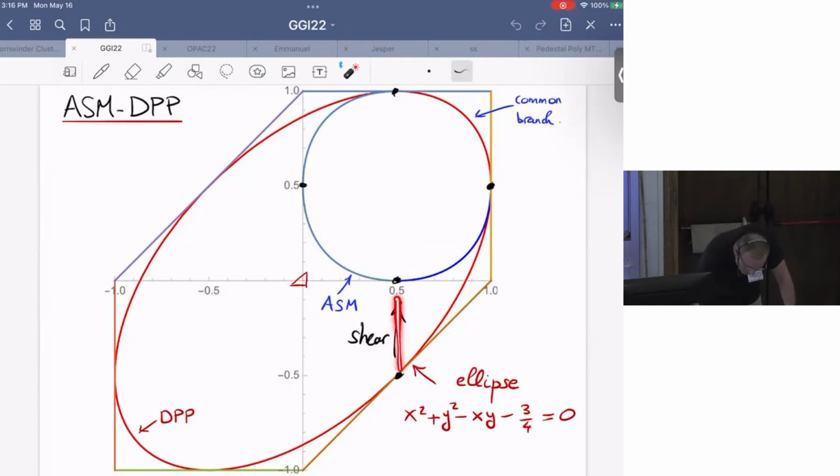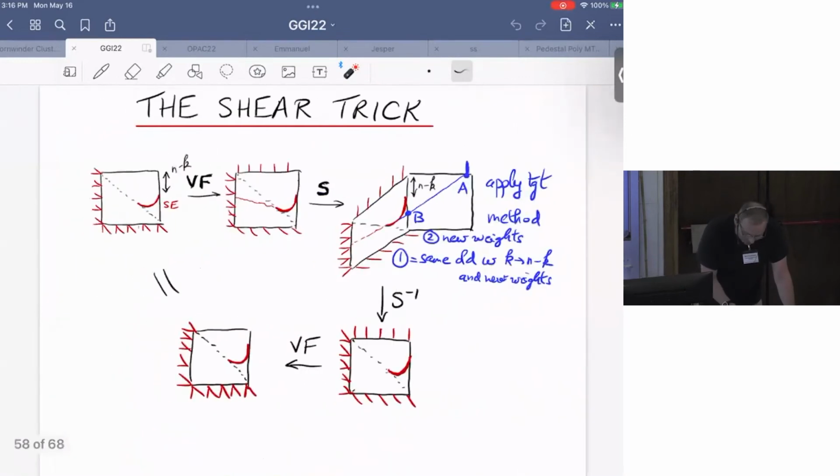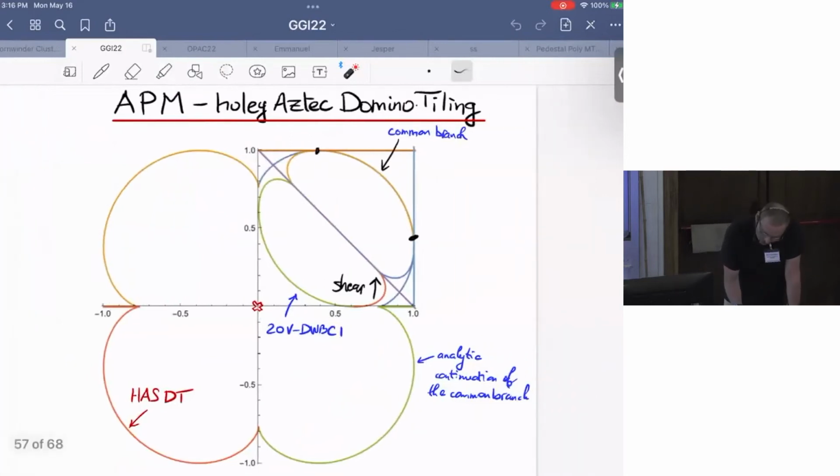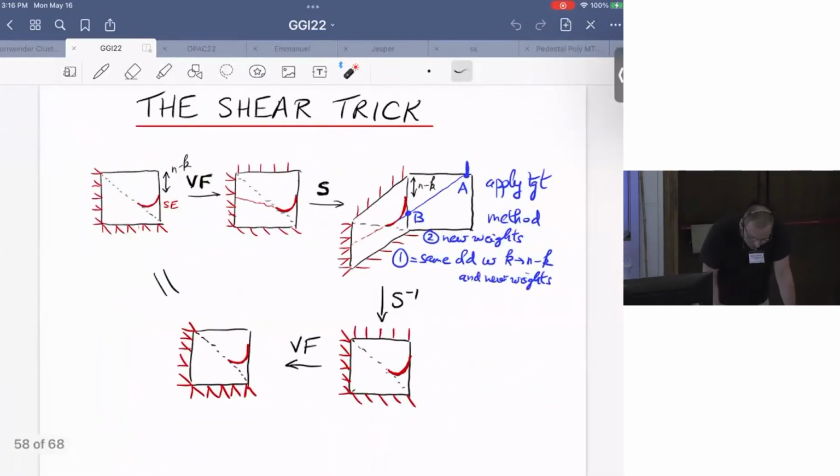And then again, the same shear applied to the analytic continuation gives me the new piece of curve. That's something that Andrea and Filippo had noticed, but I think we have a better way of understanding it now from having gone to a 20 vertex model. And here is the explanation.